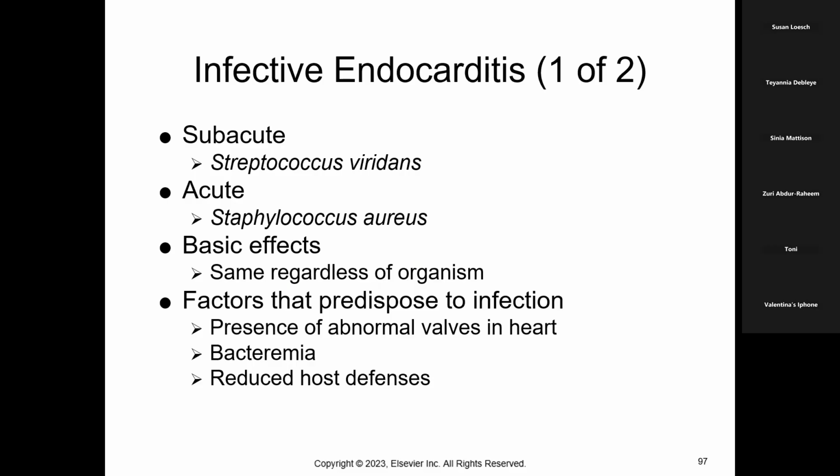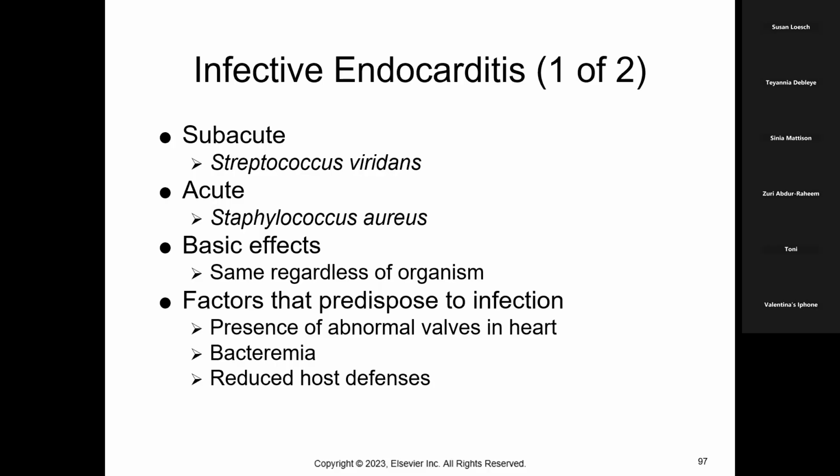Acute, which attacks normal heart valves. These are a lot more virulent, and they can come from staph also. But these end up causing tissue damage, and they may be hard to treat. Both of them will have the same effects. Both of them can put people at risk for infection, and they can develop bacteremia, which means the bacteria is now in the blood.